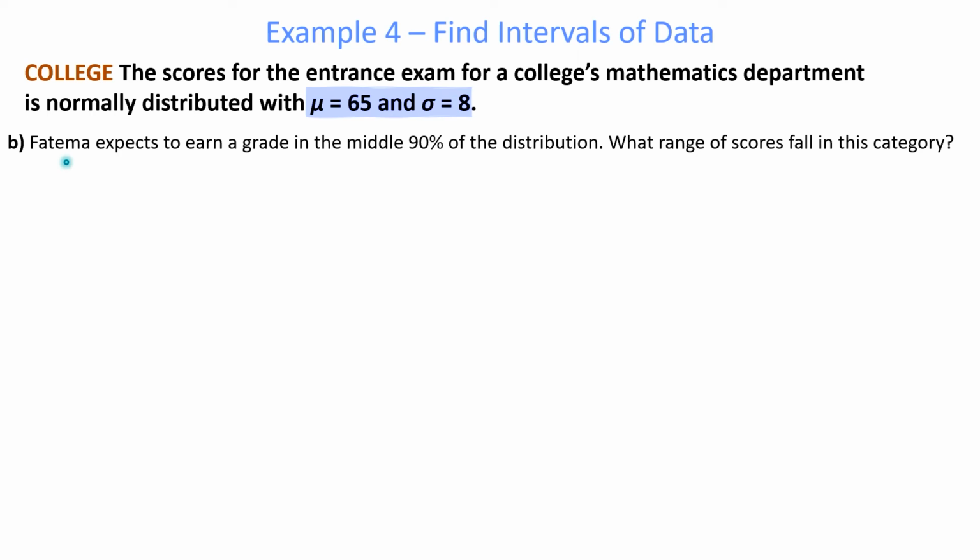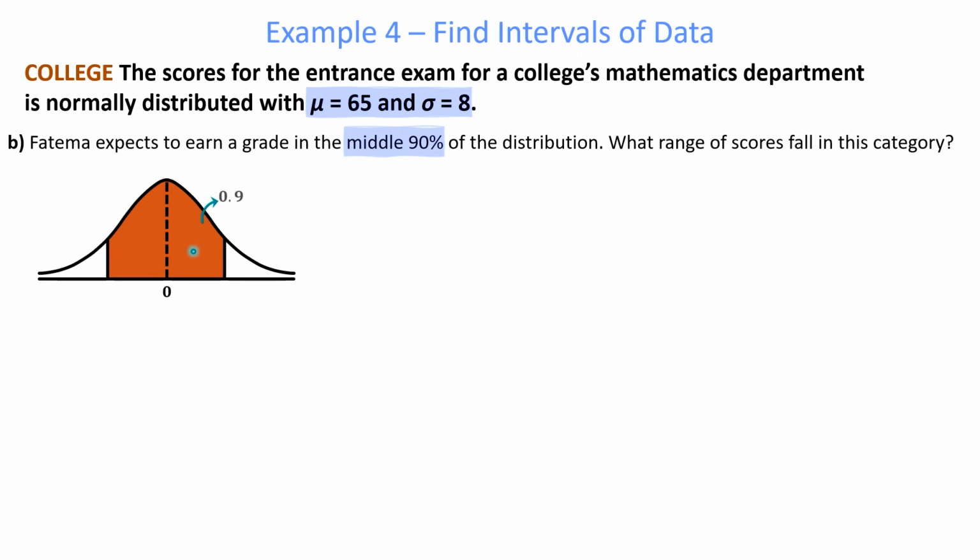Part B. Fatima expects to earn a grade in the middle 90% of the distribution. What range of scores fall in this category? Now, similar to Part A, we draw ourselves a standard normal distribution which is centered at the mean 0. We want the middle 90% represented as an area. So we draw a line to the right of the mean, and then this distance from the mean, we want the same distance to the left of the mean. Okay, so this area now represents 90% or 0.9 as a decimal.